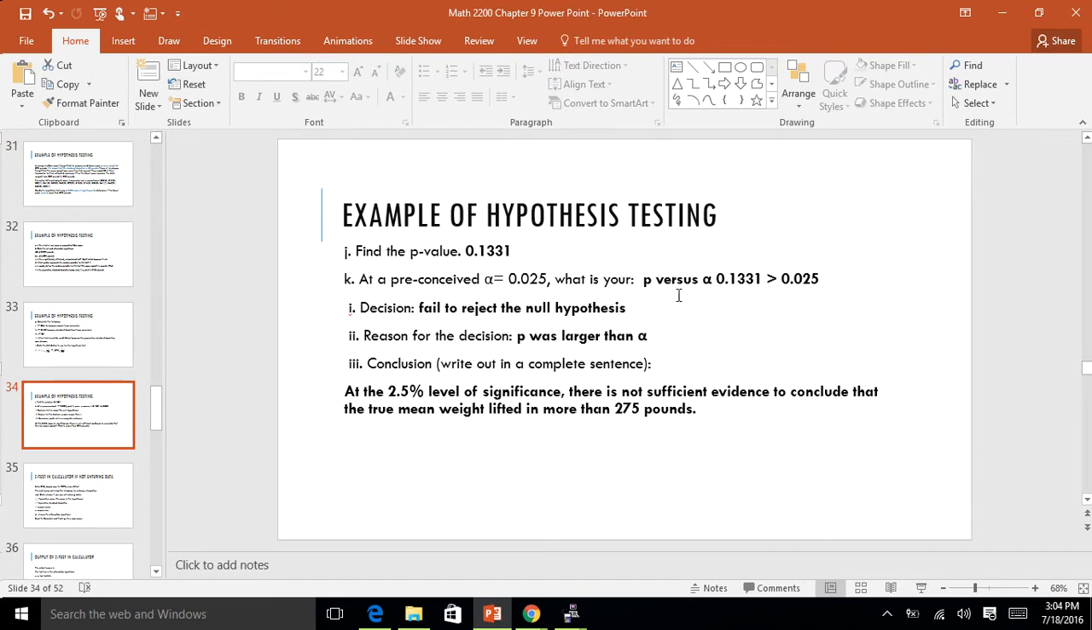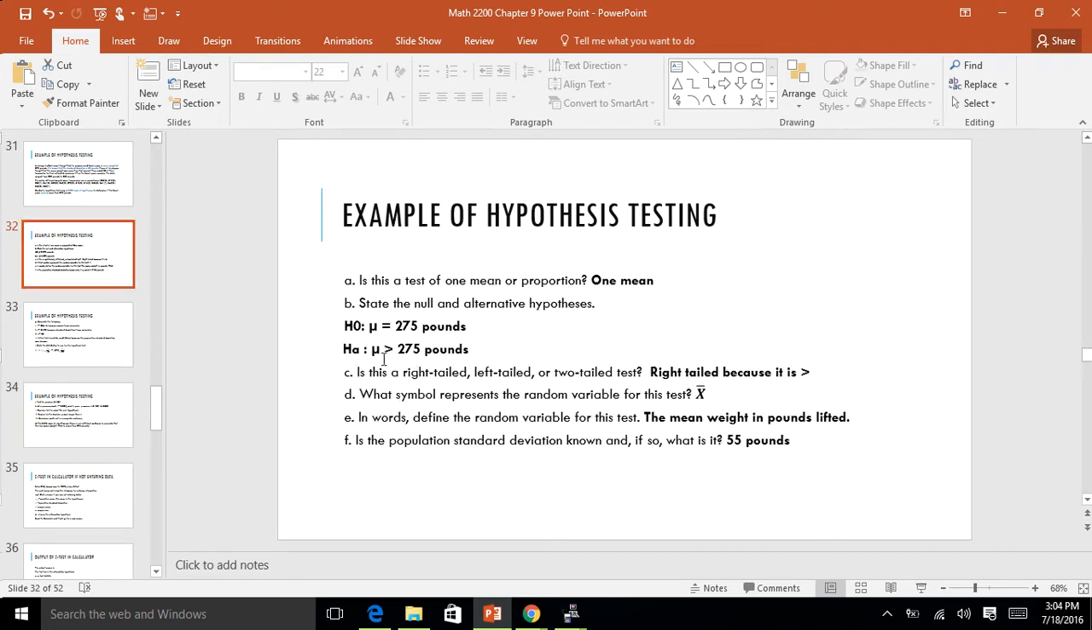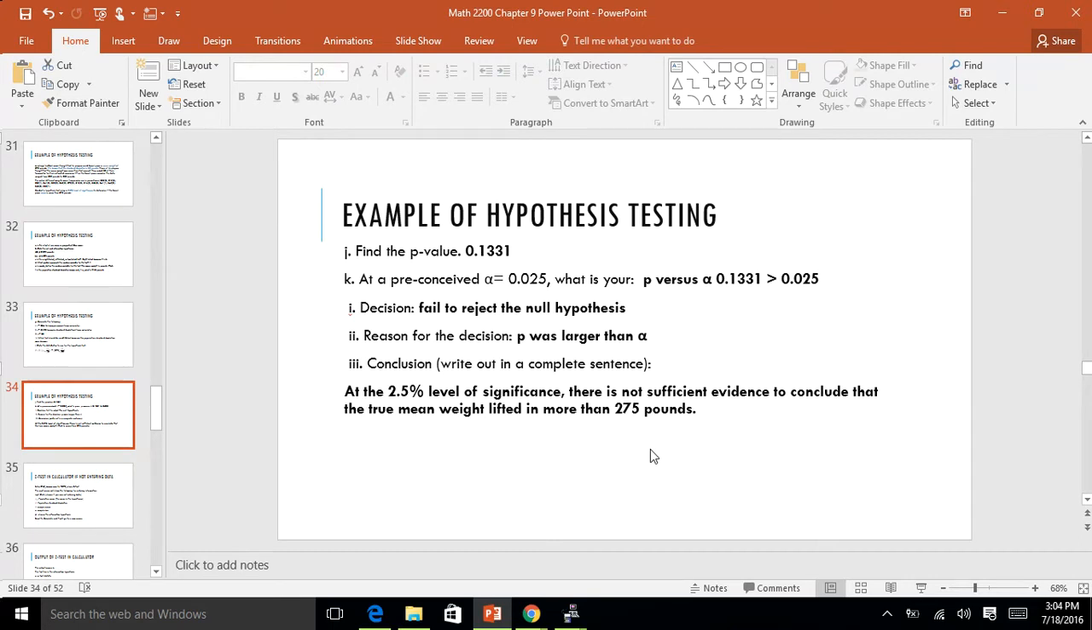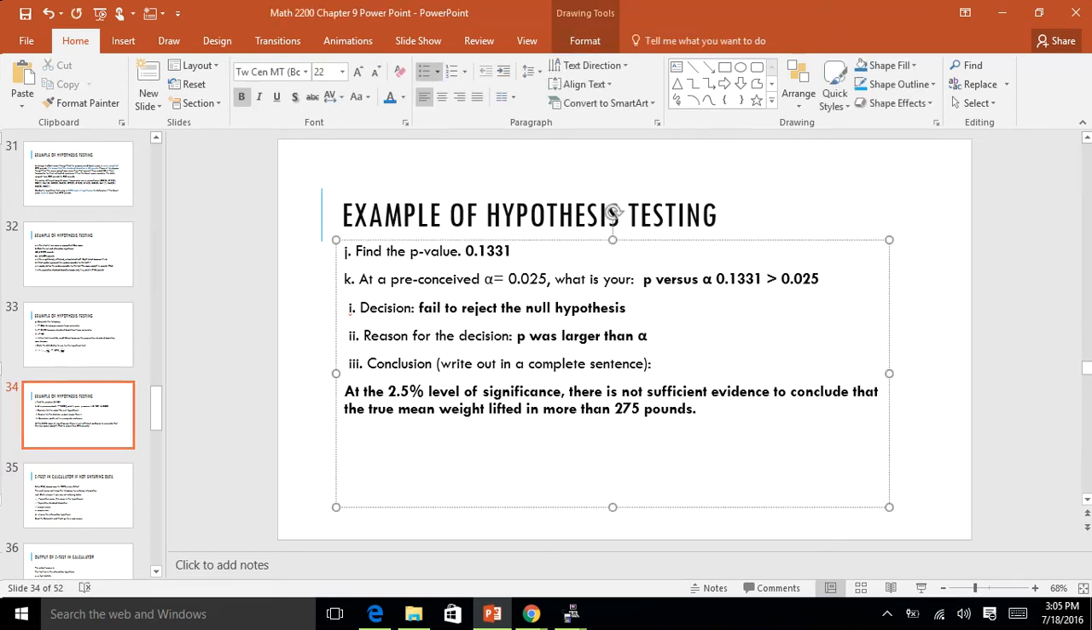Since my p-value is greater than my level of significance, as you can see right here, I fail to reject the null hypothesis. Why? Again, p was larger than alpha. Because I failed to reject my null hypothesis, that means I'm keeping this hypothesis, where the mean equals 275. But I need to base my conclusion on my alternative. So at the 2.5% level of significance, there is not sufficient evidence to conclude that the true mean weight lifted was more than 275 pounds. Since I failed to reject it, I still need to conclude based on not supporting the alternative. I don't know if that helps, but it might.